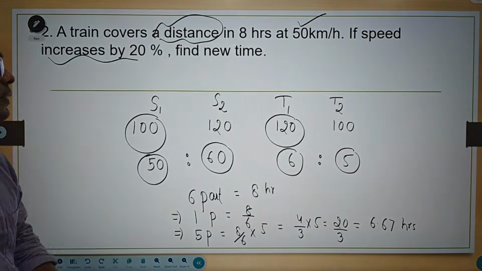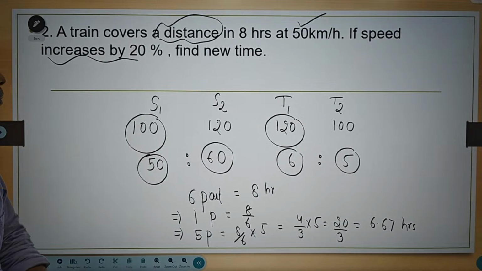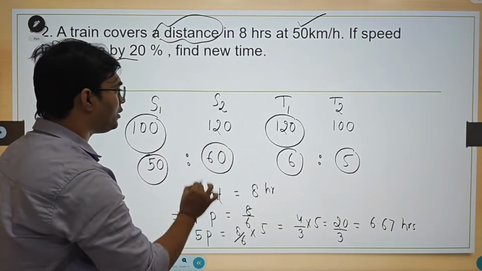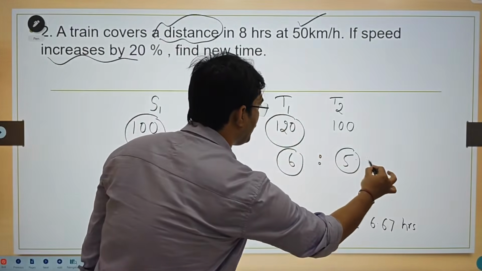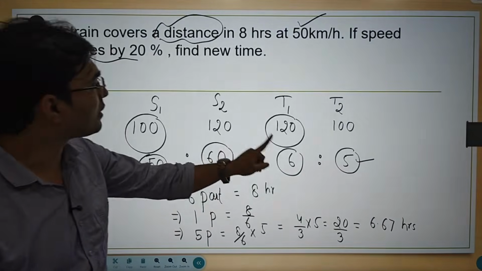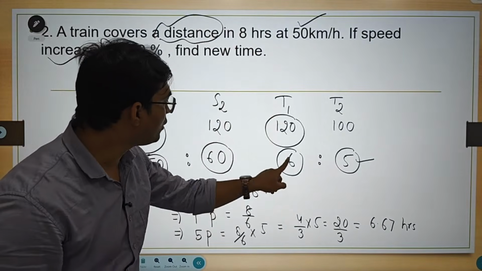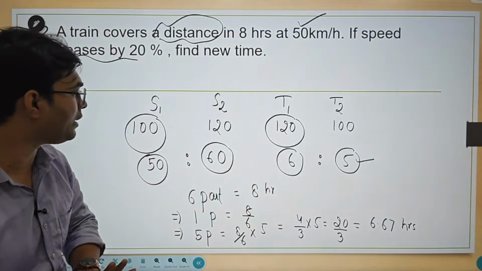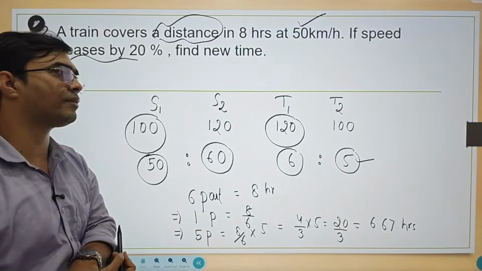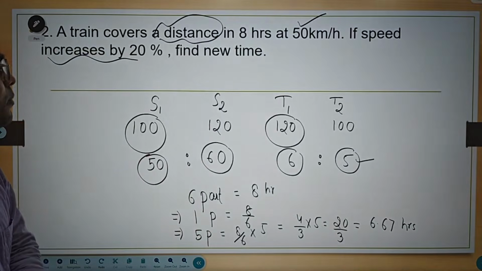60. The ratio will be speed S1 is to S2. If the ratio of S1 is to S2 is 5 is to 6, the ratio of T1 is to T2 will be equal to 6 is to 5. In the first case, the time is given as how much? 8 hours. So 6 part will be equal to 8 hours. Find the value of 5 part, which is 6.67 hours. Right? This is one approach to solve the problem.